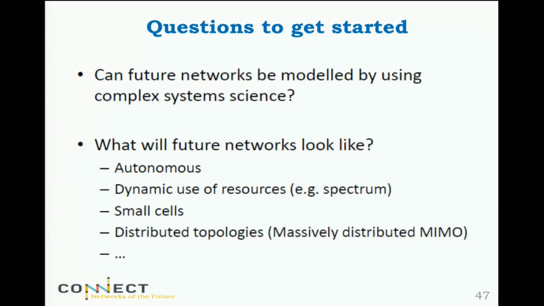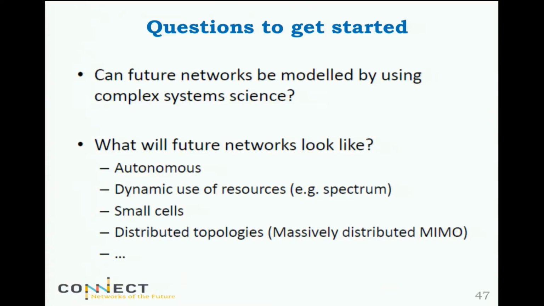So the question we are going to try to answer today, at least partially, is whether future networks can be modeled using complex system science. First we have to ask ourselves what future networks will look like, and whether there is anything that tells us these networks could potentially be complex systems, in view of what we said yesterday are the characteristics of a complex system.